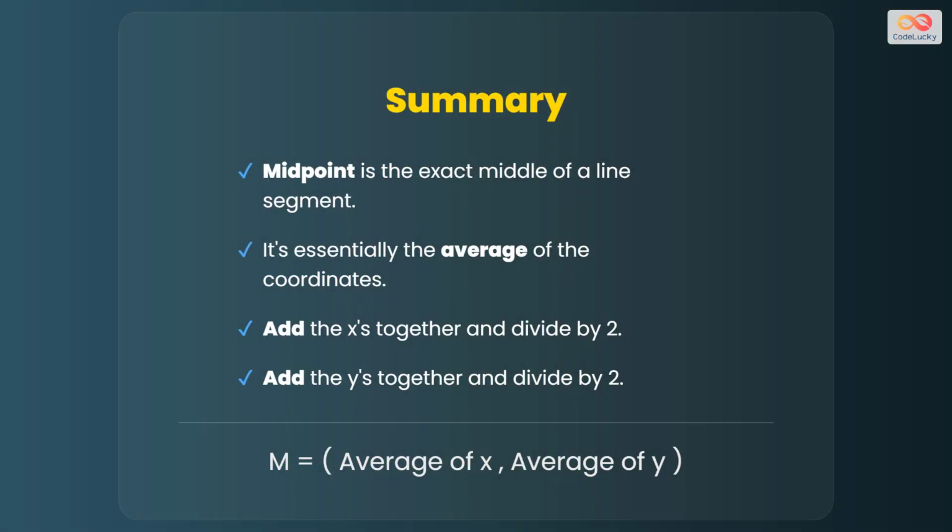To summarize, the midpoint is just the average of the coordinates. Remember these simple steps. Add the x's and divide by 2 to get the new x, add the y's, and divide by 2 to get the new y. If you remember average, you will always get it right.